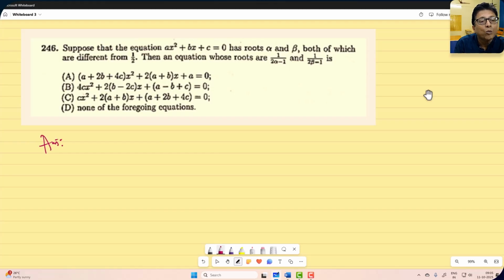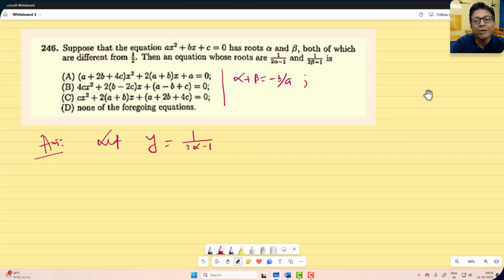You take one of the roots as y. For this equation, alpha plus beta is minus b by a. I am telling you again, alpha beta is c by a. Definitely you can find the sum of these two roots with the help of these two and their product. But I will be using the transformation of equation method because this method is faster than finding the sum of the roots and the product of the roots.